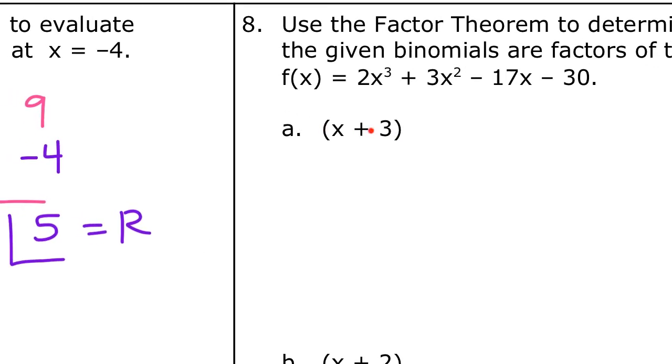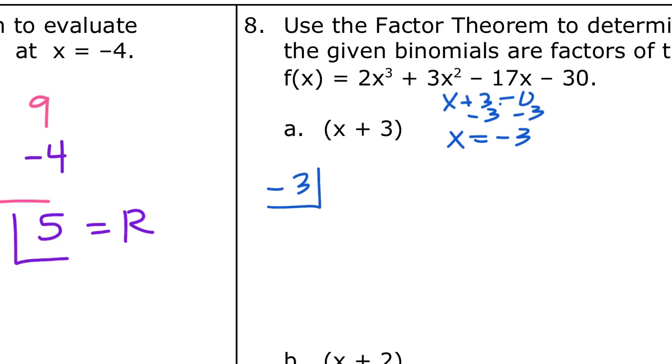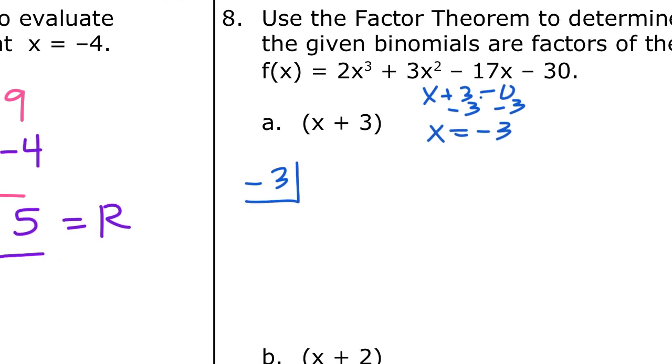See how it's a factor? I need it to be x equals, the way this one was. So I'm going to subtract 3 from both sides. Subtract 3. So x equals negative 3. That's going to go in the top left box. Then I need the coefficients from my polynomial here. So 2, 3, negative 17, negative 30.